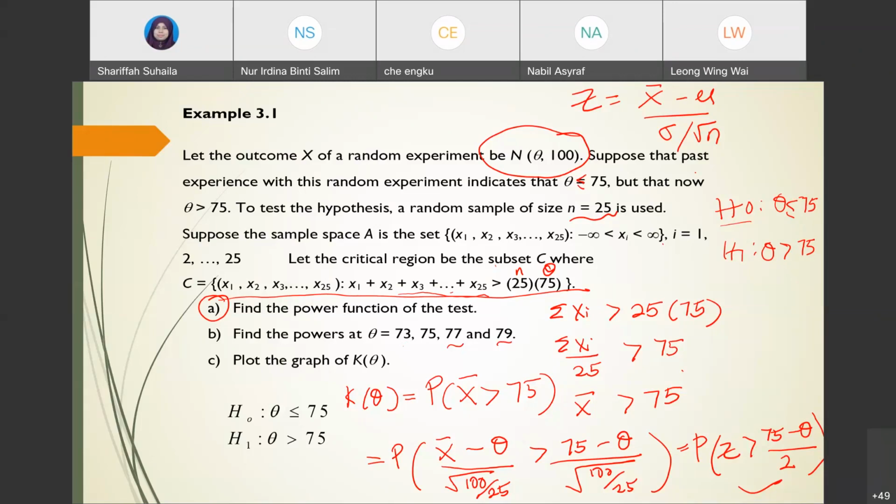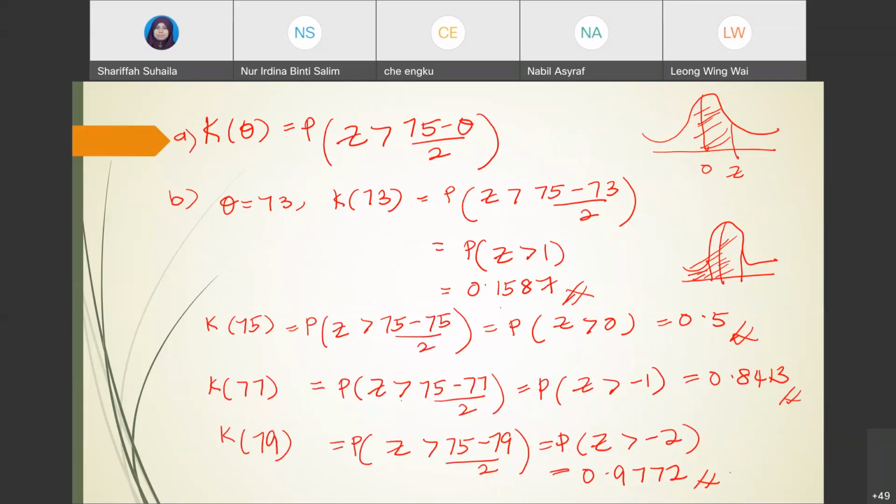Now we read K theta again, since this is the power function. If theta is 73, which is in your null hypothesis, the probability of rejecting the null hypothesis when H0 is true is 0.1587.